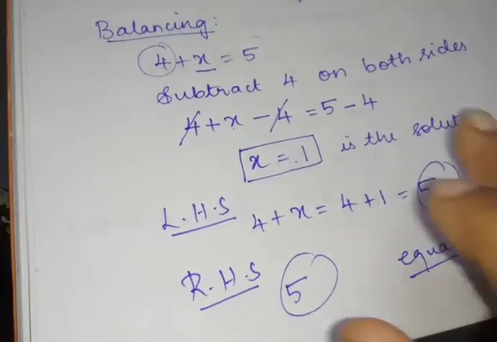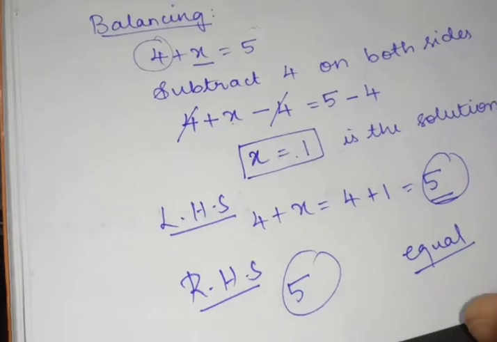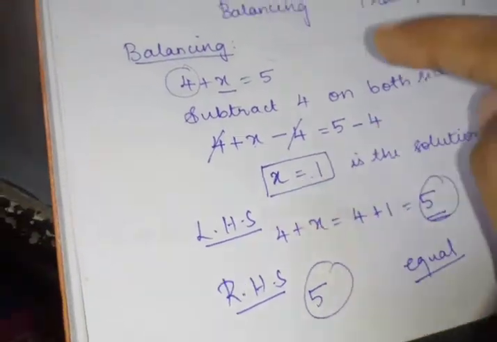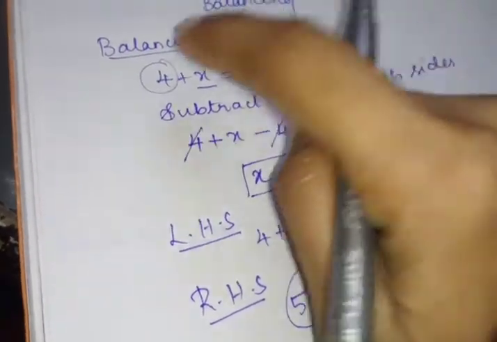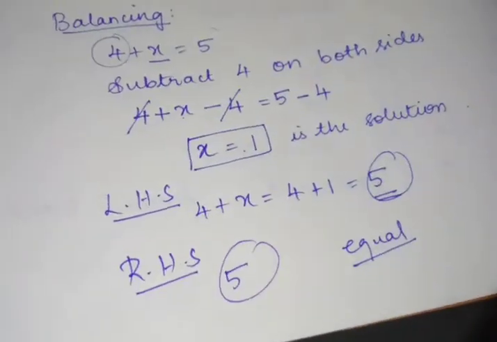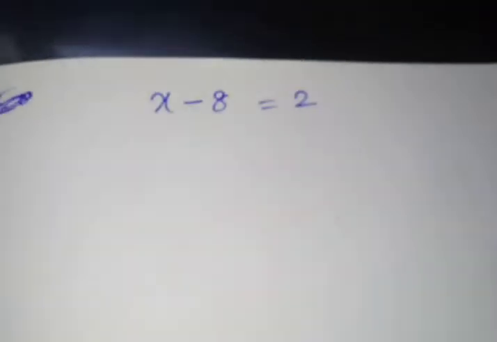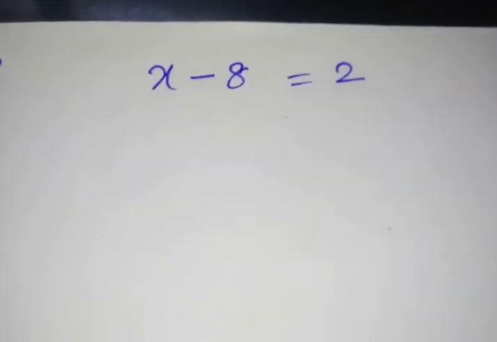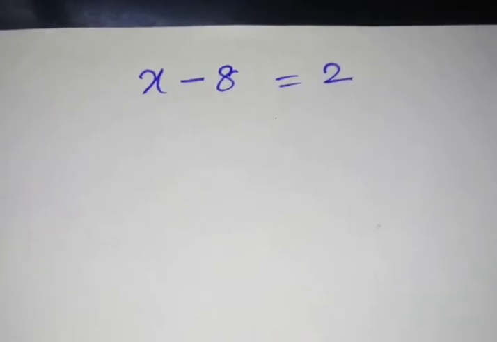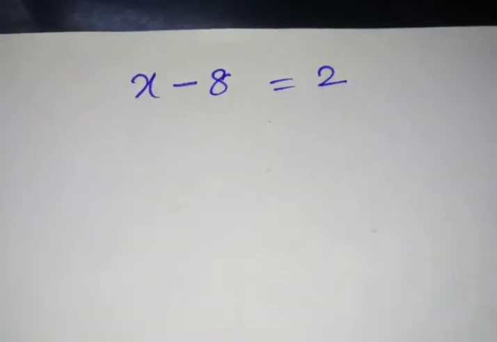After finding the x value, y value, z value or any variable value, you can substitute it in the equation and see. If LHS and RHS come the same, then the solution you are getting is the correct answer. Understood? x minus 8 is equal to 2 is one of the problems, one equation.